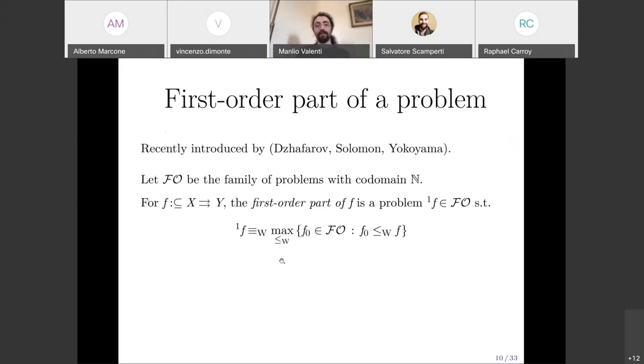But the important thing is that it's degree theoretic. So in particular, if you have two problems which have different first order parts, then they cannot be equivalent. So it's a very useful tool to separate problems.